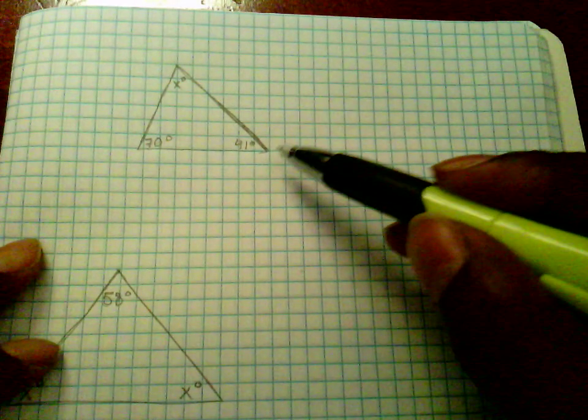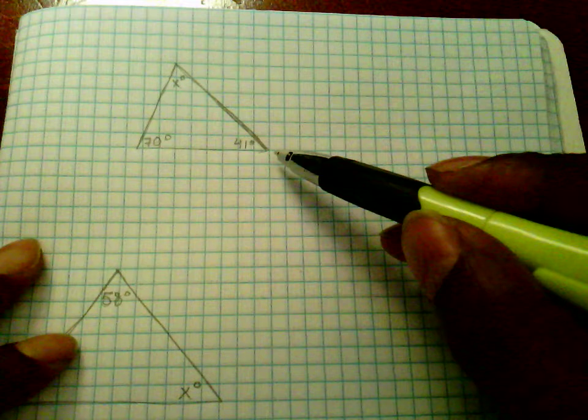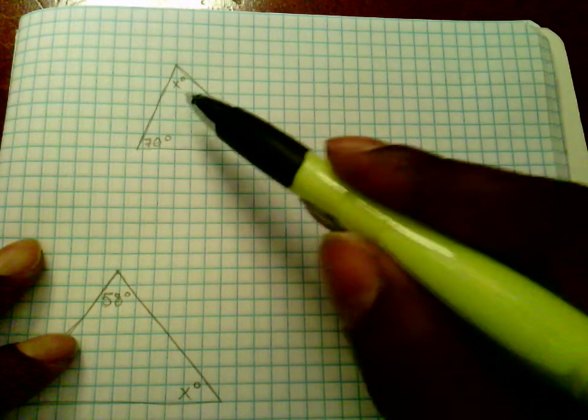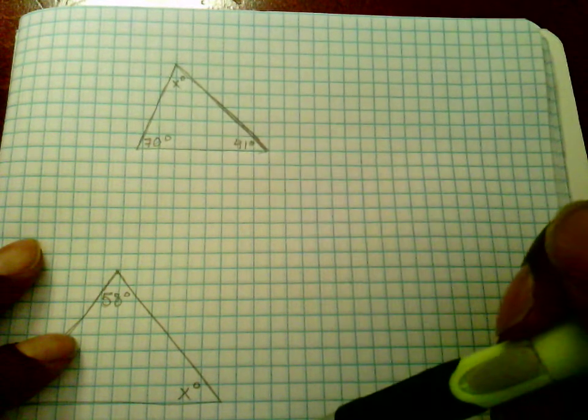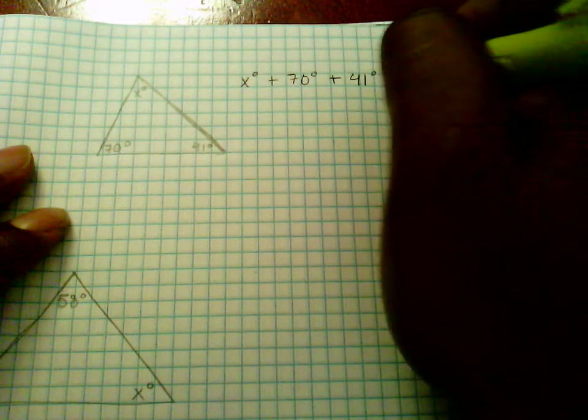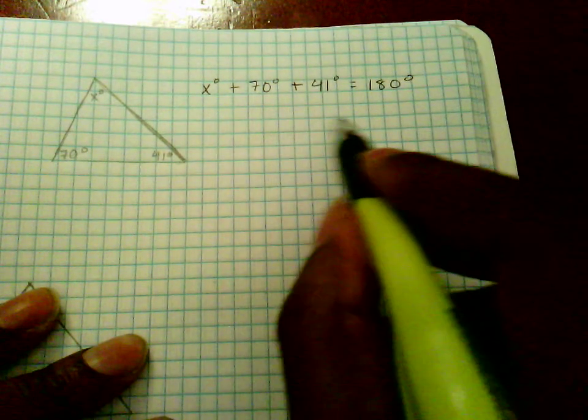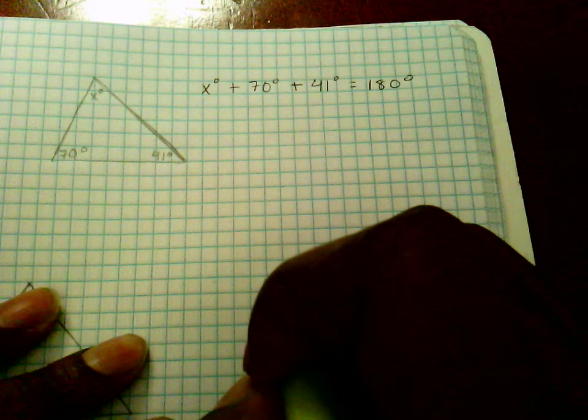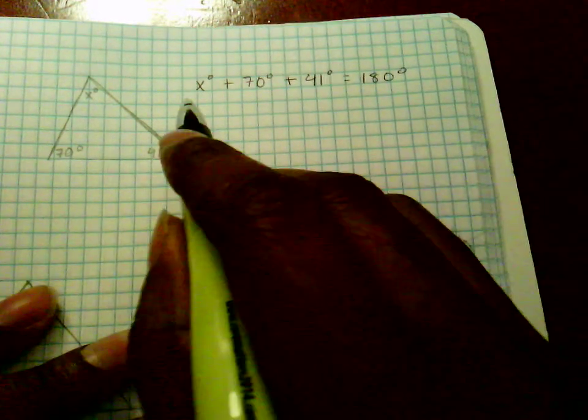All right, here we have a triangle. We have three angles, but for one angle we need to determine the measure. Since we know that the sum of all three angles, that'll be the x degree angle plus the 70 degree angle plus the 41 degree angle, will be equal to 180 degrees. All right, now we have our equation. Now simplify and solve it.